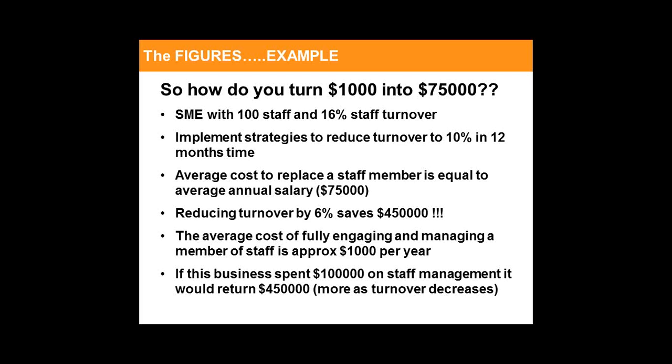So the average cost of fully engaging and managing a staff member is approximately $1,000 per year. That's just a rough figure. Sometimes it might be a bit more than that, sometimes it could be less. But on average, it adds up to be about $1,000 per year. So if this business here spent $100,000 on staff management, it would return $450,000. It would even be more if turnover decreased. So although $100,000 sounds expensive up front, the long-term benefits and the costs saved are quite obvious.